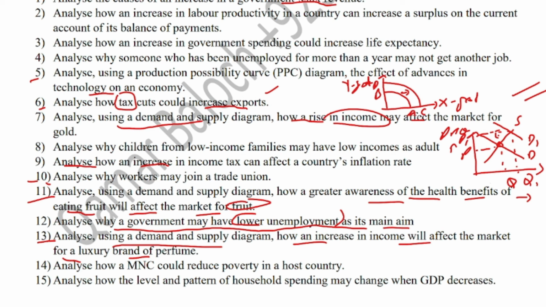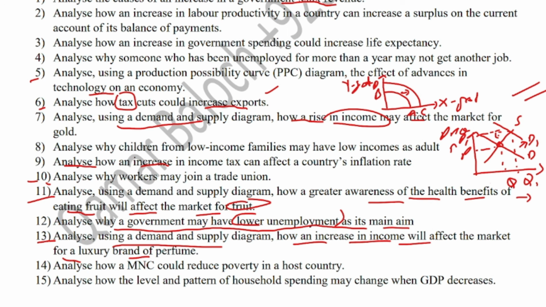Demand will increase because when there is increase in income of the people, their purchasing power will increase and they may be more inclined towards buying luxury brand of perfumes. So demand curve will shift to the right because of increase in demand. So price will increase and quantity traded for luxury brand perfume will also increase.